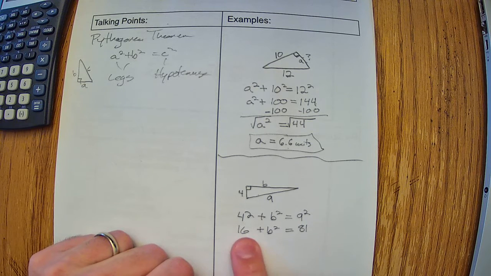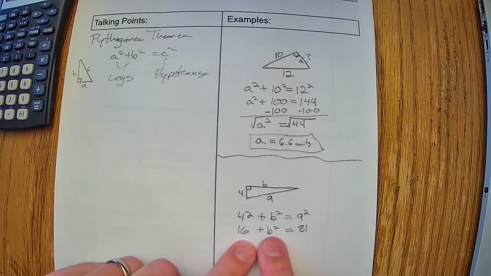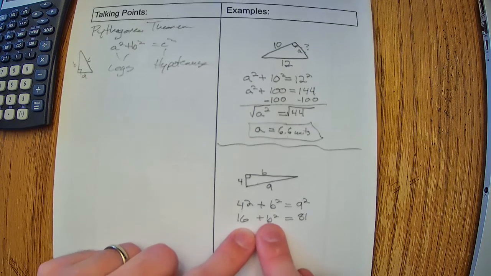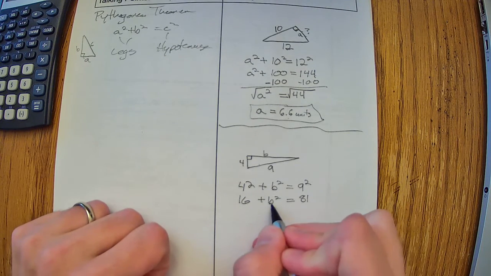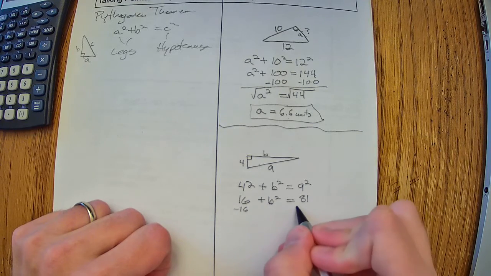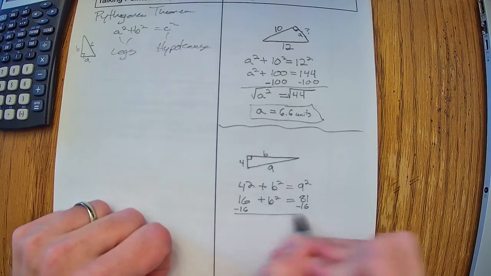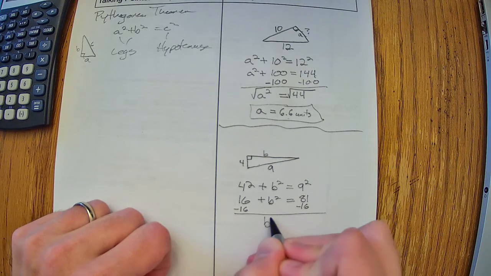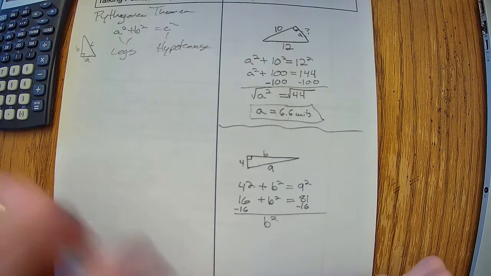Now remember, this is where things get different. Typically we would add the A and B squared, but we don't know B squared at this point. So we need to get it on a side by itself. So the thing I'm going to do is subtract, in this case, 16 from both sides, and that will get B squared on a side by itself.